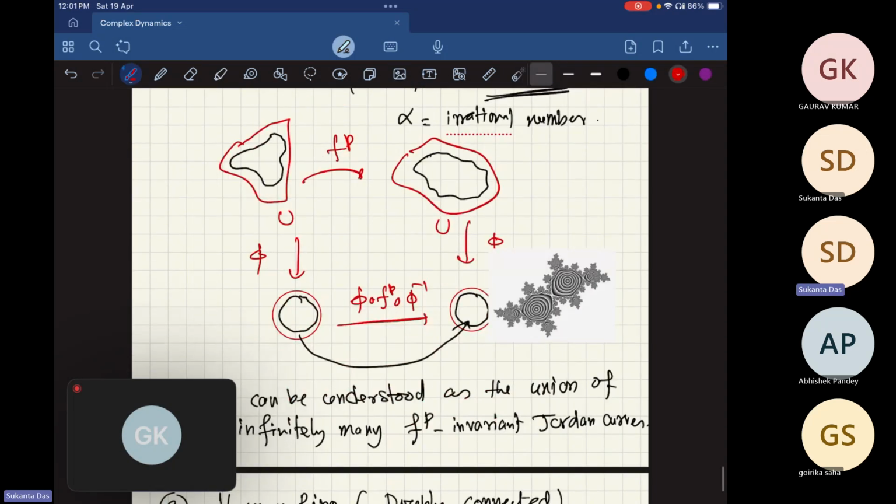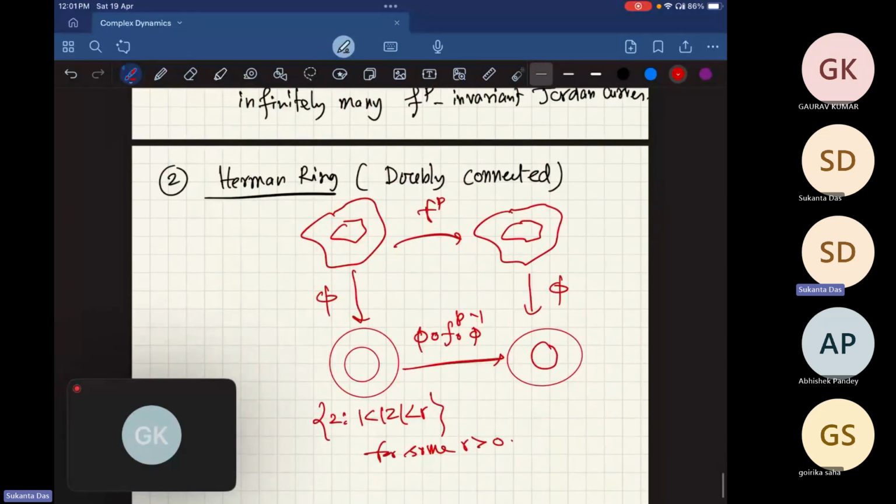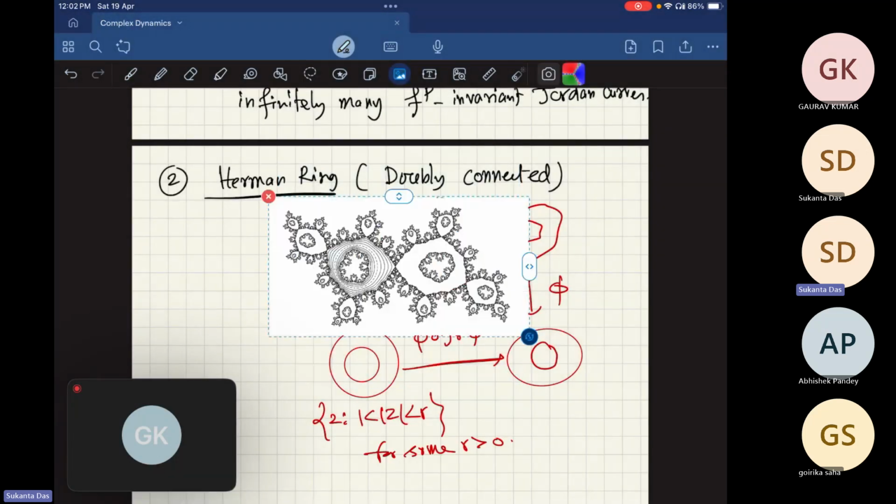So let me keep it here. Now, this was the Siegel disk. Now this is a Herman ring. The same kind of picture will appear.